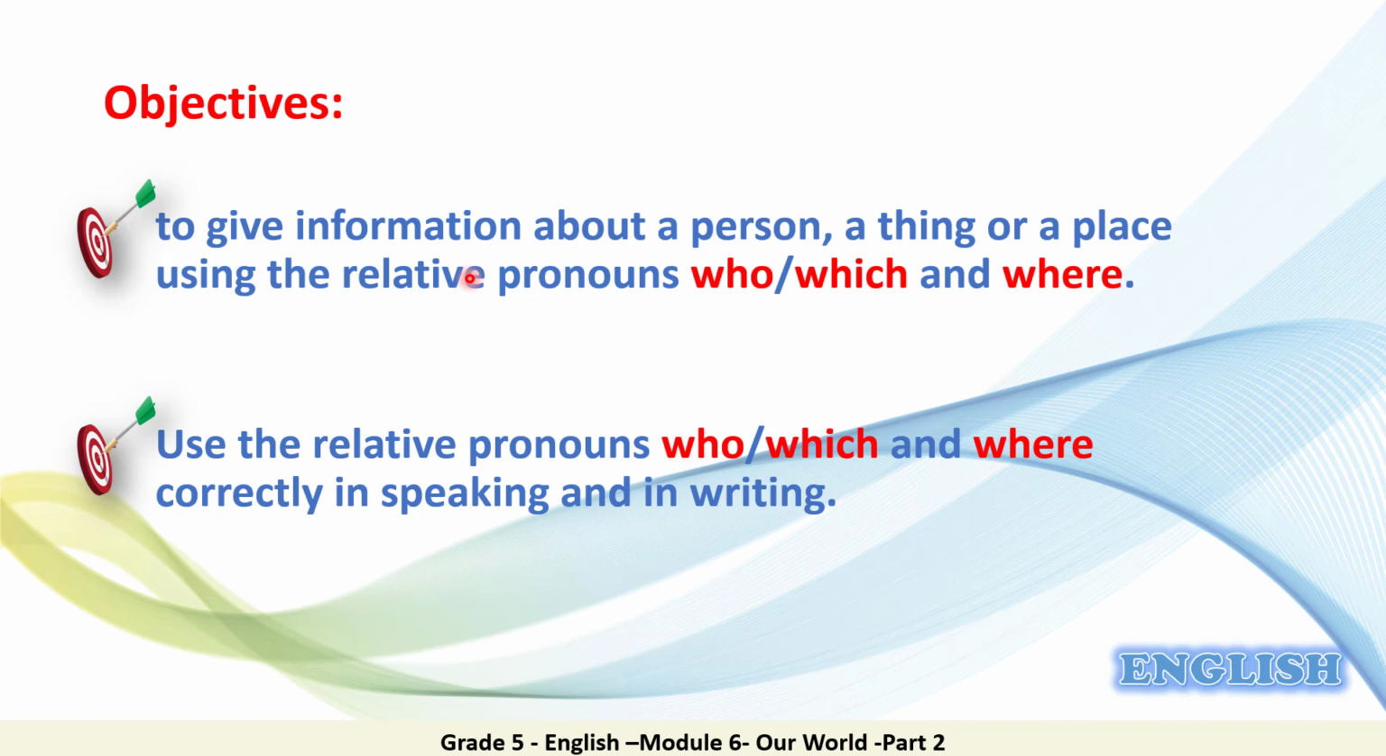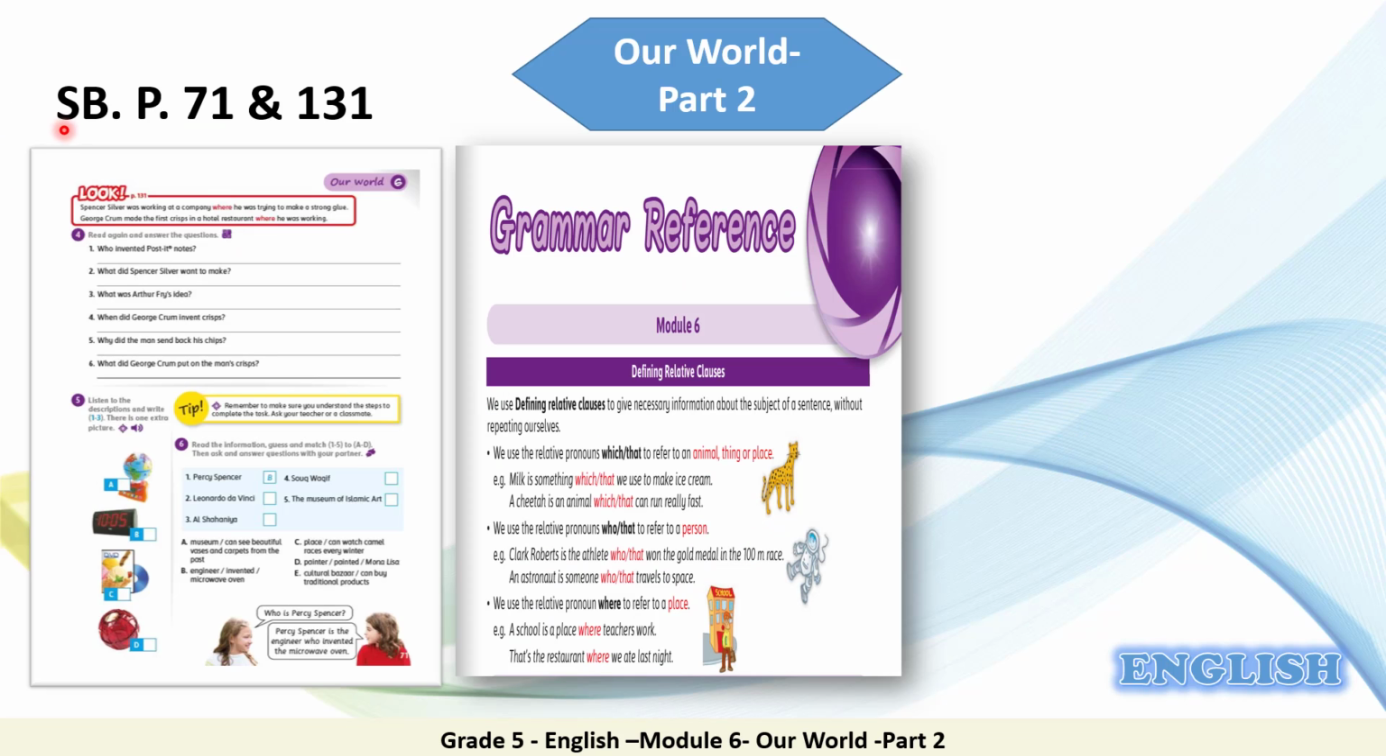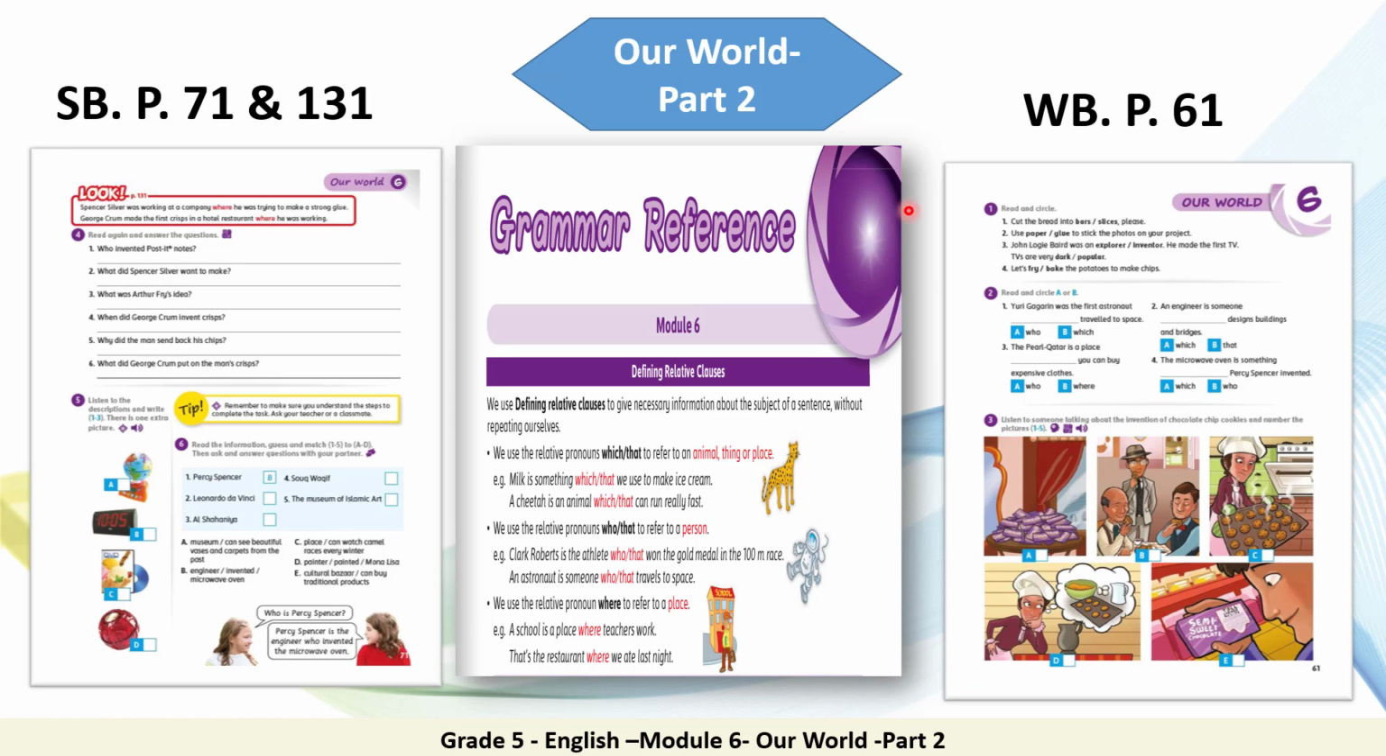Let's read our objectives. To give information about a person, a thing, or a place using the relative pronouns who, which, and where. Use the relative pronouns who, which, and where correctly in speaking and in writing. Now open your students' books page 71 and 131 for grammar reference. Also open your workbooks page 61.